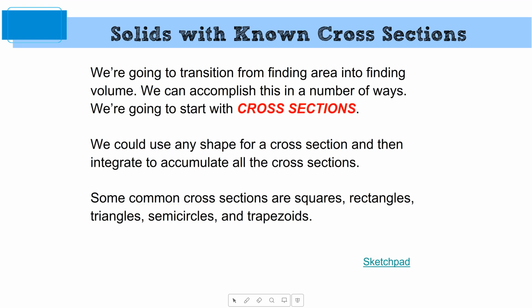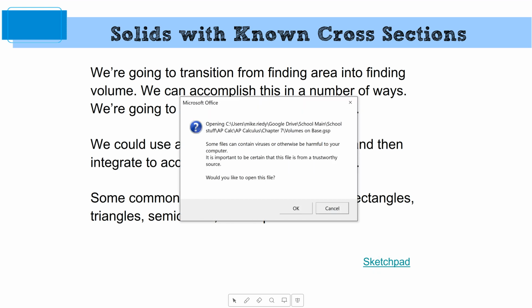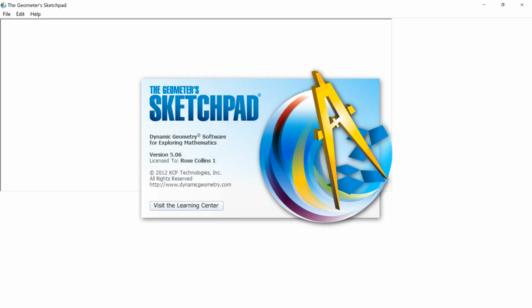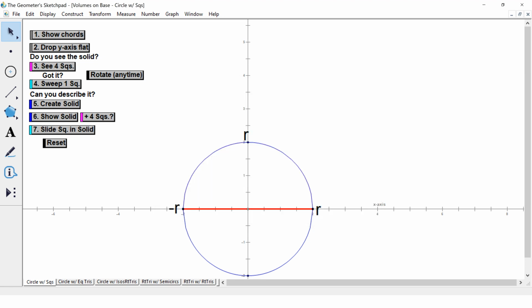I got it. There you go. Oh, wait. This will be fun. Hopefully this works. Can't open it. Oh, okay, here we go.